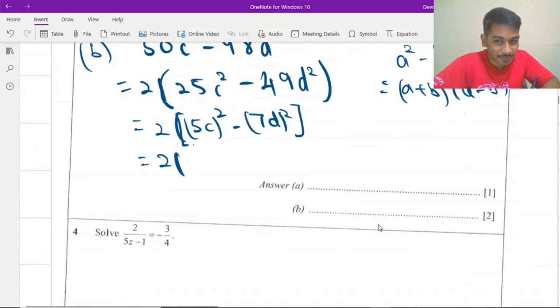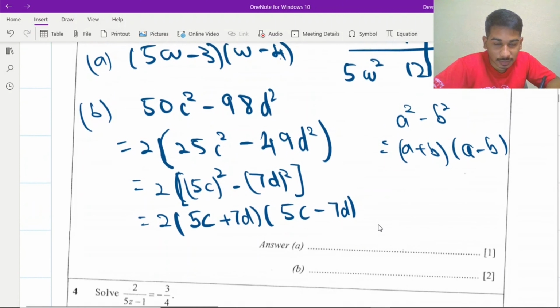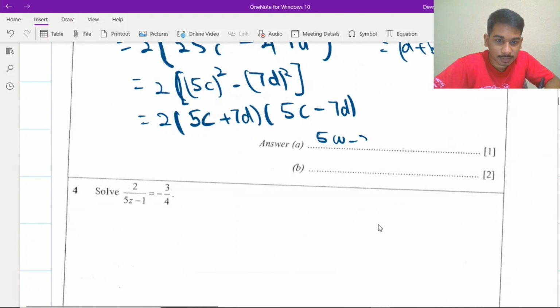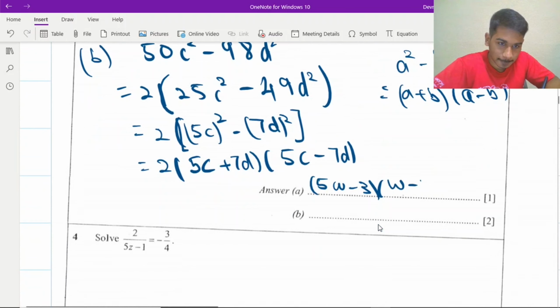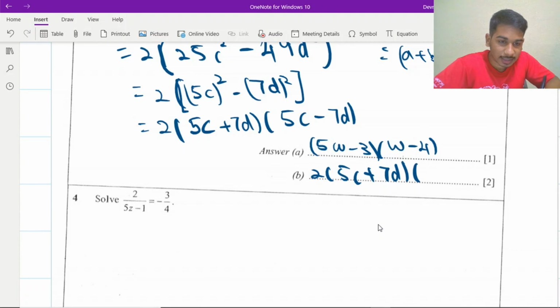Okay, 5c plus 7d times 5c minus 7d, and that will be it. I think I should write it down. Okay, 5w minus 3 and w minus 4. So we have this one, 2 times 5c plus 7d and then 5c minus 7d.